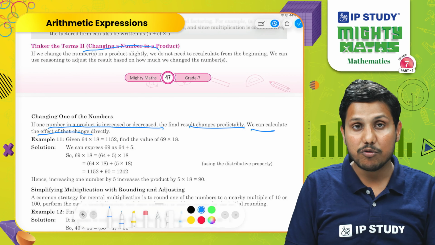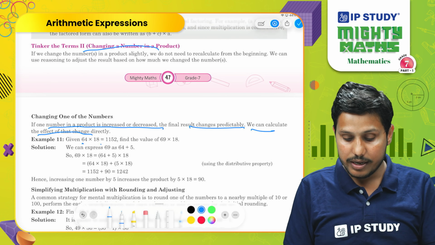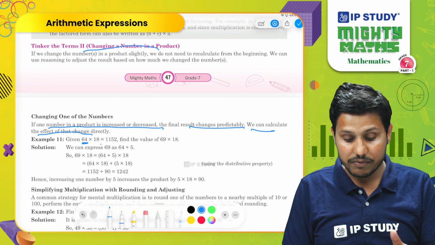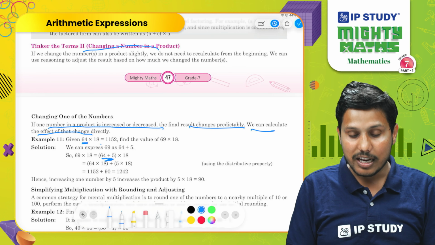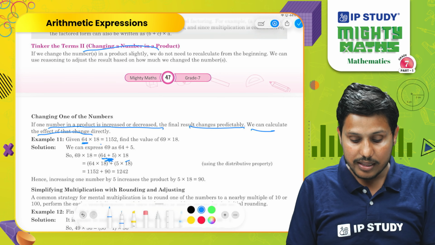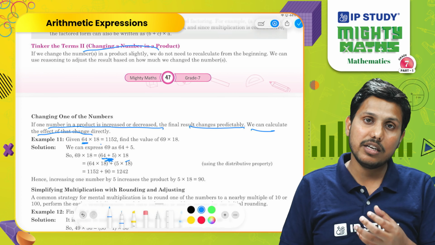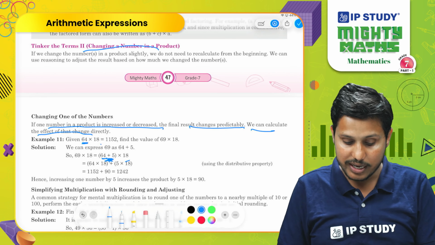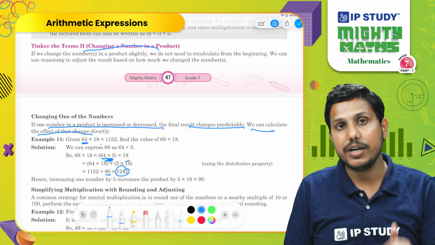Like if we have to multiply 64 with 18, which results in 1152. Now 64 has been changed to 69, that is, 5 has been added to it. Now we can write 69 as 64 plus 5, and then we can multiply using the distributive property, and the added part that is required to be summed with the previous expression will give us that result, and we can get the final answer as 1242.